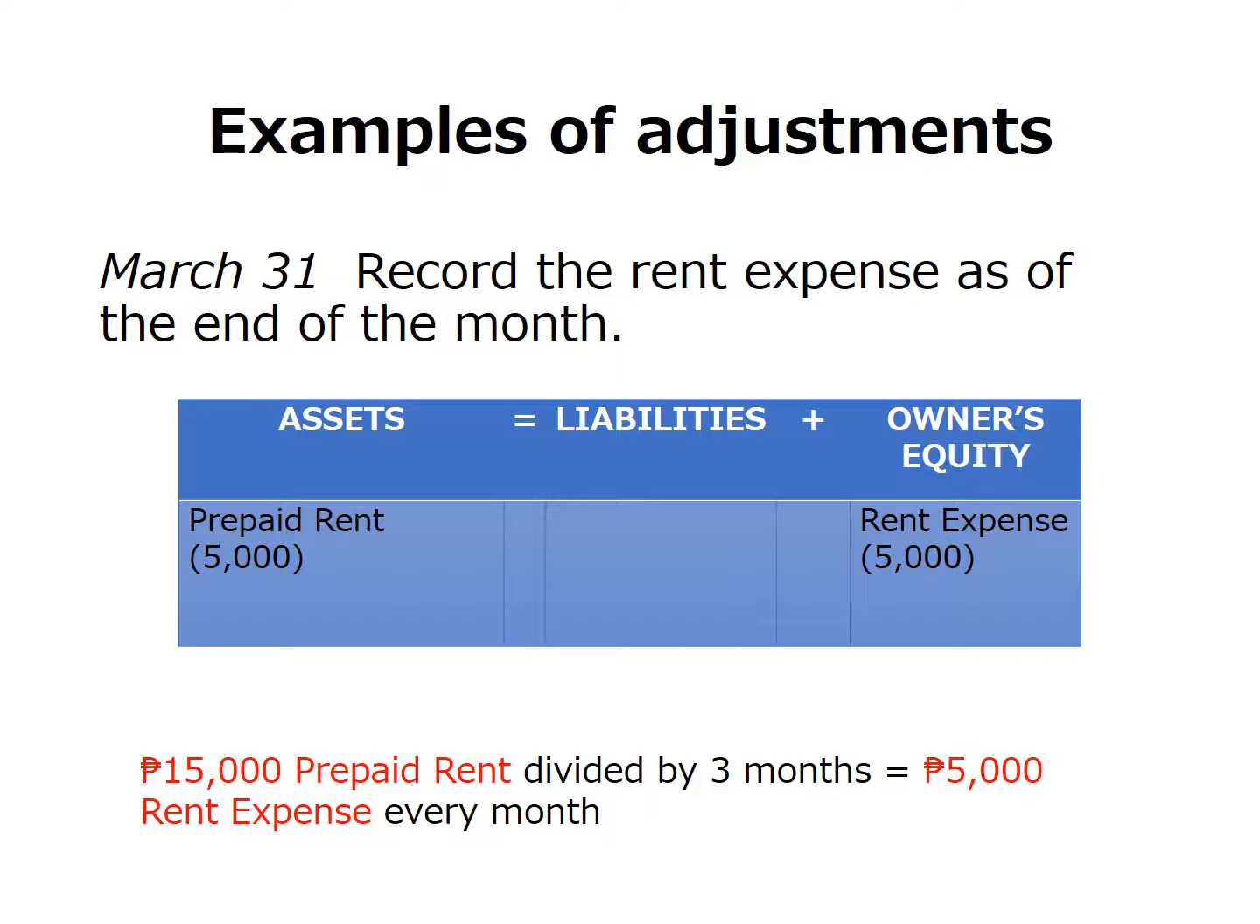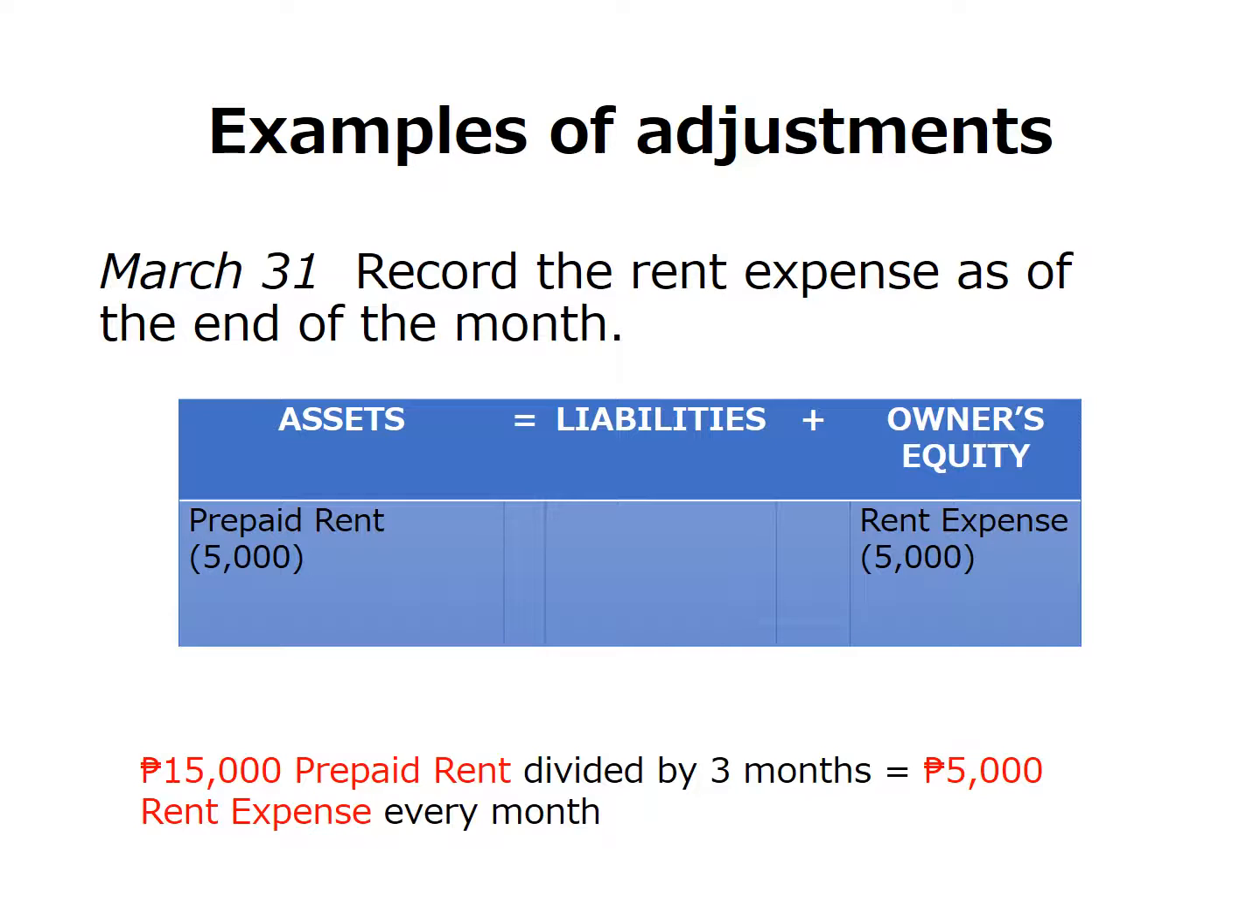Okay, let us analyze this transaction. Prepaid rent decreased by 5,000 pesos because a portion of this asset, take note, prepaid rent is an asset, a portion of this prepaid rent has already expired. The expired portion of this prepaid rent is now called rent expense. That is why we have an increase in rent expense equivalent to 5,000 pesos.